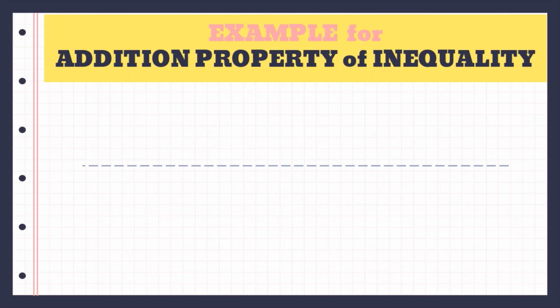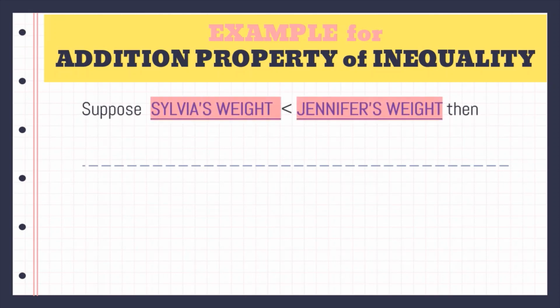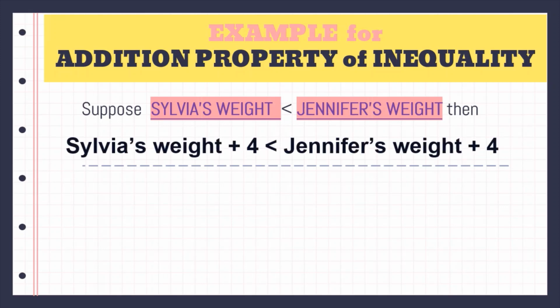For example, suppose Sylvia's weight is less than Jennifer's weight. Then, Sylvia's weight plus 4 is less than Jennifer's weight plus 4. So, meaning, nag-add sila ng plus 4 both sides. Nag-add ng plus 4 kay Jennifer at nag-add ng plus 4 kay Sylvia.